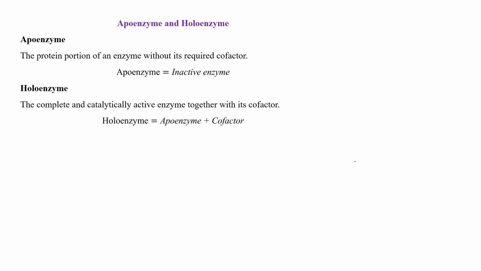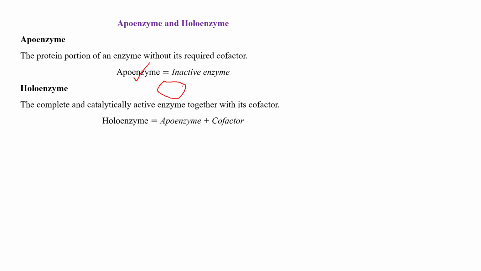Now, there is a term like apoenzyme and holoenzyme. The apoenzyme is the protein portion of the enzyme without its required cofactor. So let's say this is your enzyme, right? I didn't even add the active site, but don't worry. This is the part of the enzyme that requires a cofactor for it to work. If there is no cofactor there, then you are going to have an apoenzyme. That enzyme is non-functional, it's inactive, because it requires its cofactor to be functional. Without the cofactor, how will it work? So apoenzyme is the name given to the inactive enzyme.